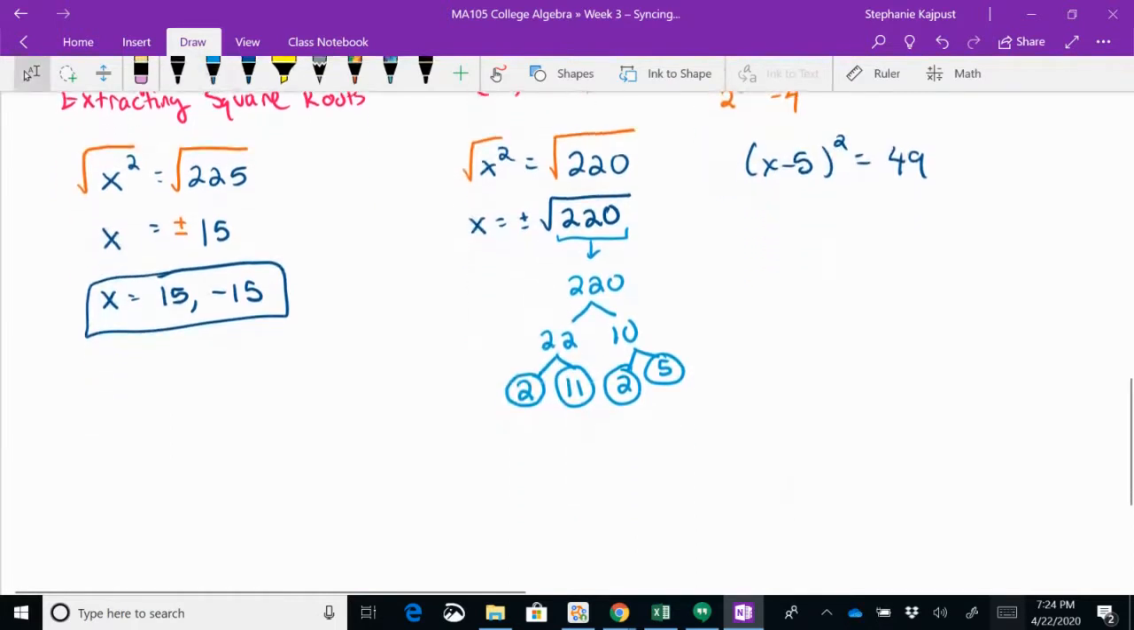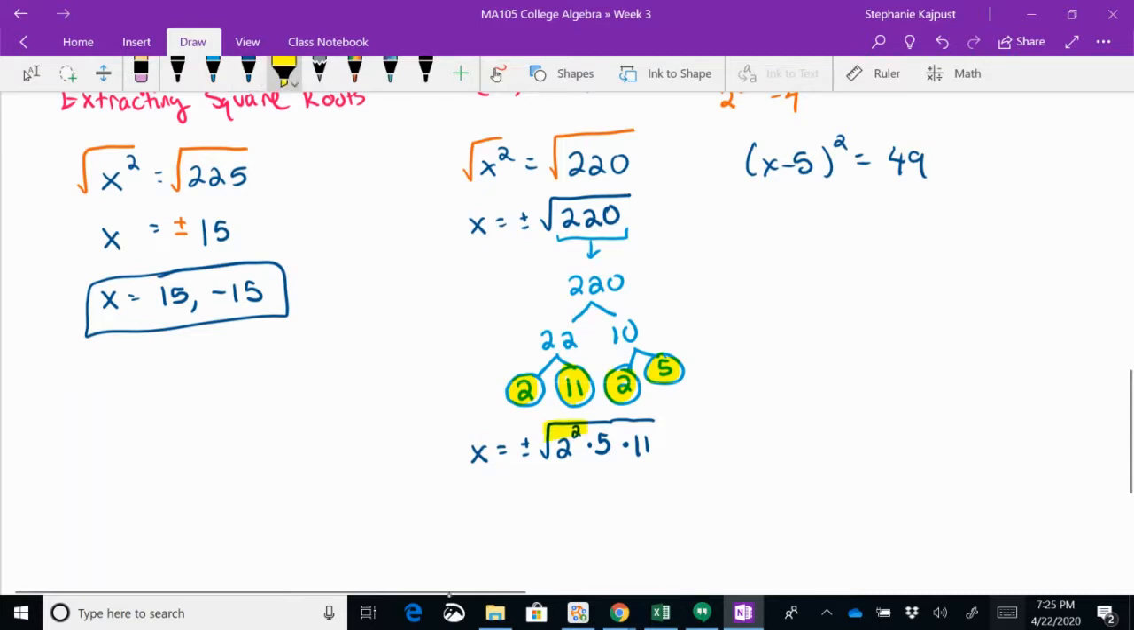So I'm going to rewrite this. I have x equals plus or minus, and then instead of 220, I'm going to take the numbers that I have in my tree. I'm going to start with the lowest number, and I have two 2's, so that'd be 2 times 2, so that's 2 squared. And then I have a 5, and then I have an 11. So I'm just rewriting my square root so that I have 2 squared times 5 times 11. If you do that math, you'll get 220.